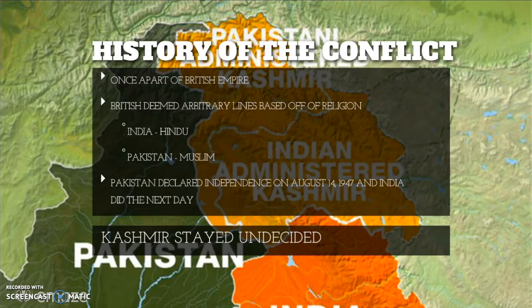India and Pakistan used to be a part of the British Empire. Britain then split them into arbitrary lines based off of religion, where India was mostly Hindu and Pakistan was mostly Muslim. Pakistan declared independence on August 14th in 1947, and India did the next day. Kashmir stayed undecided.